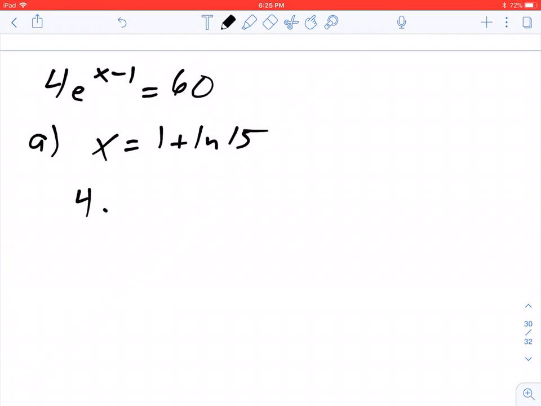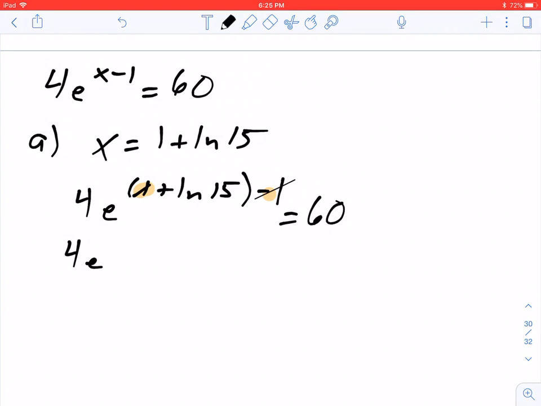So we have 4e to the, now we substitute this in, 1 plus natural log of 15 minus 1 equals 60. You can see up top we have a 1 and then a minus 1. We're going to cancel those out, and you're left with 4e to the natural log of 15 equals 60. From there we can divide both sides by 4. We get e to the natural log of 15 equals 15.